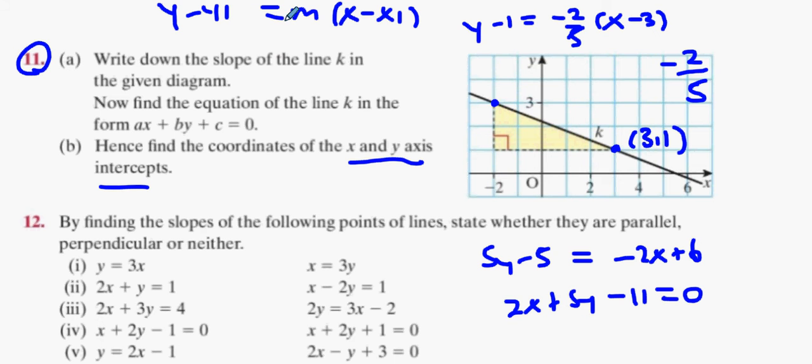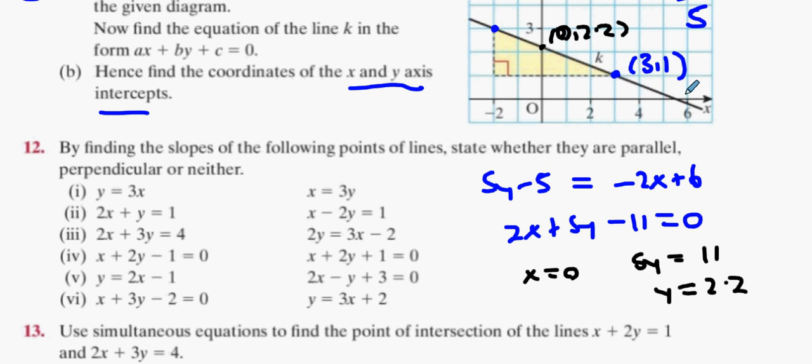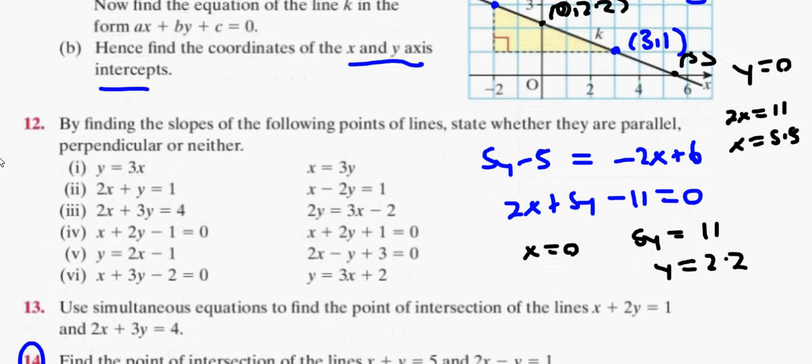What do you put x equal to? If x equals 0, this means 5y will equal 11 and y equals 2.2. And there's that point from earlier. 0, 2.2. And what happens when y equals 0? When y equals 0, 2x will equal 11 and x will equal 5.5. That's your 5.5. Right, look, it's all juniors here, still.